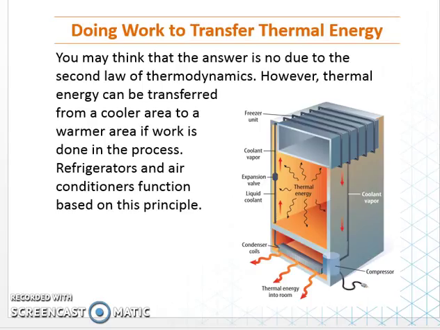You may think that the answer is no due to the second law of thermodynamics when it comes to doing work to transfer thermal energy. However, thermal energy can be transferred from a cooler area to a warmer area if work is done in the process. Refrigerators and air conditioners, such as the one seen here, function based on this principle.